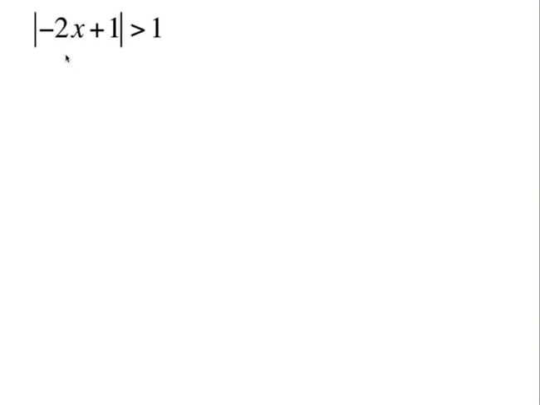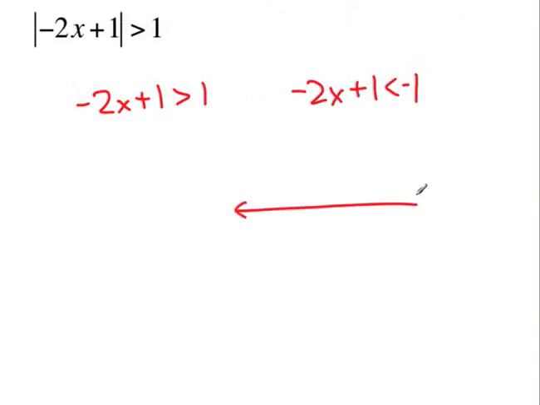Absolute value of negative 2x plus 1 is greater than 1. So we end up doing two equations. Negative 2x plus 1 is greater than 1. And we do another equation. Negative 2x plus 1, now remember to flip your sign again, is less than negative 1. Now, if we think about it, greater than means we want all the distances greater than certain numbers from 0. So if I want my distance to be bigger, we're going to be going this way and we're going to be going this way. So this is going to be an or statement because it's going to be this stuff or this stuff.